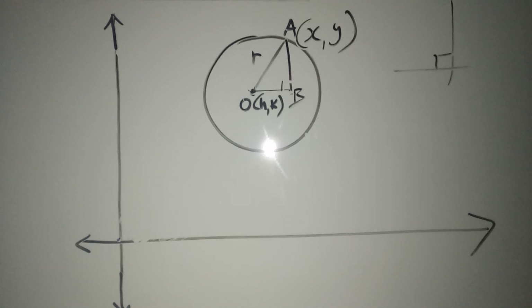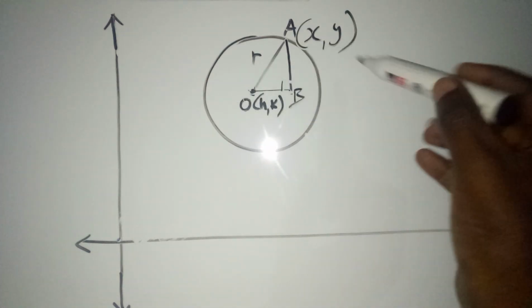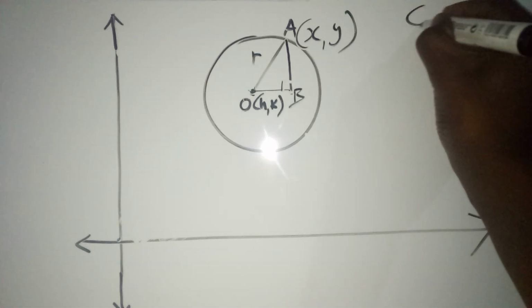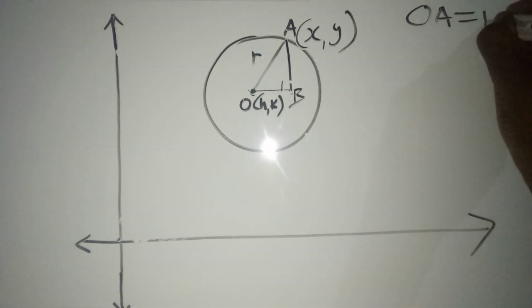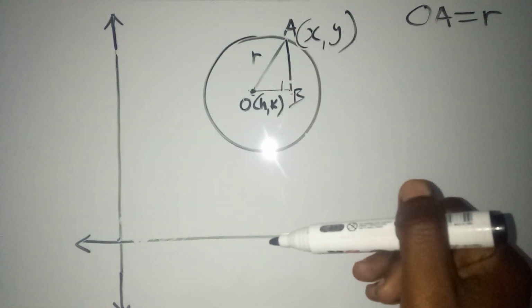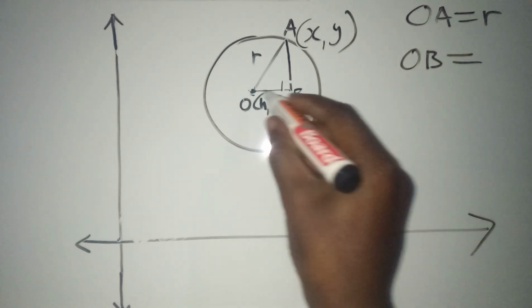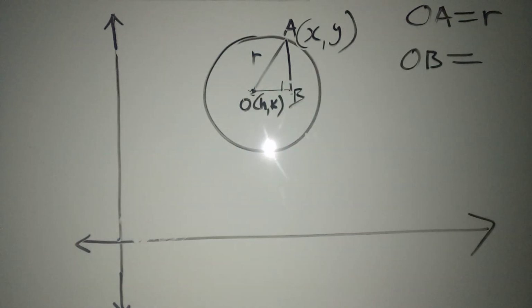So what can we do to derive the standard equation of the circle? To derive it, we have to know the sides of this right triangle AOB. The first thing to do: we know that OA is equal to R, the radius. What of OB? Here the distance OB we don't know, so let us find distance OB.